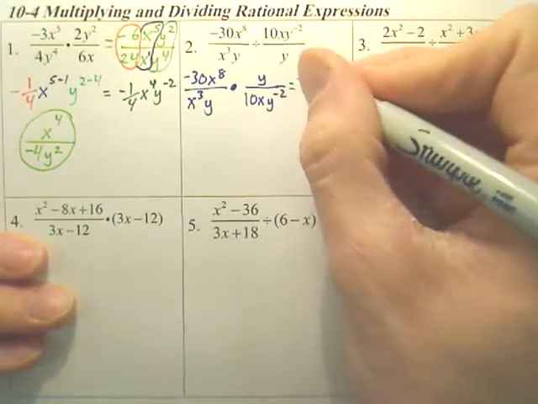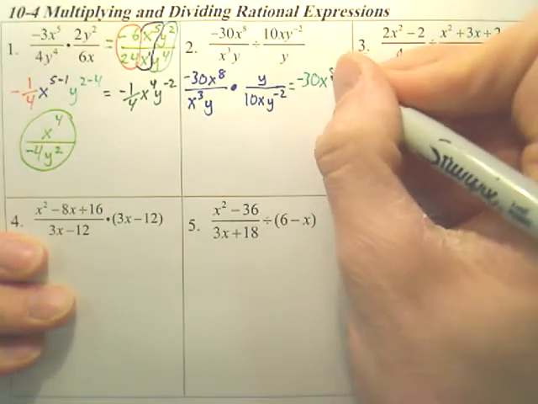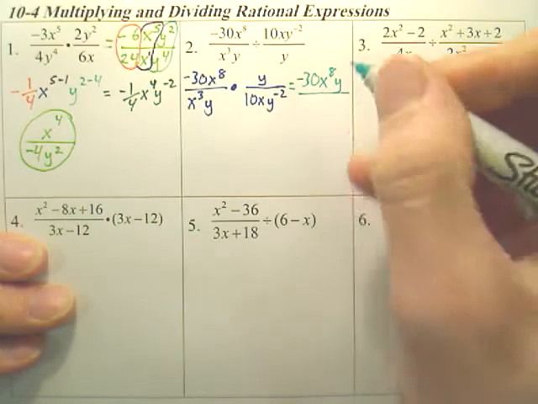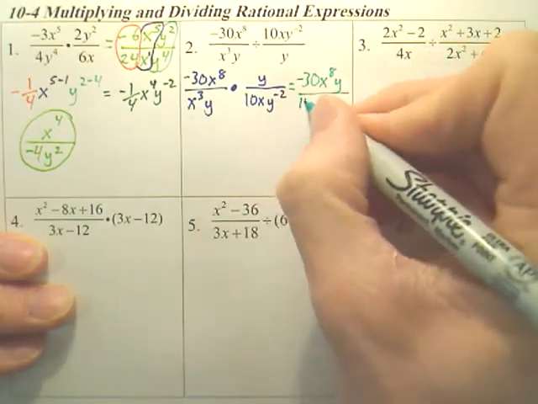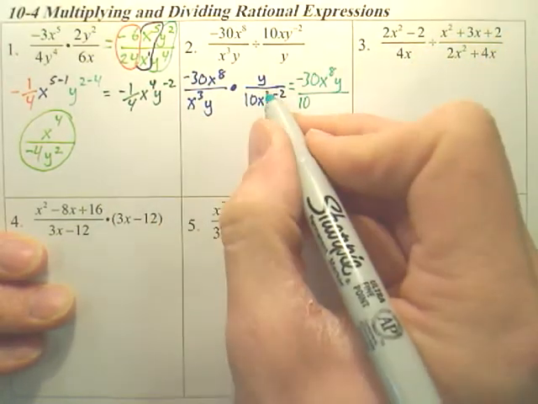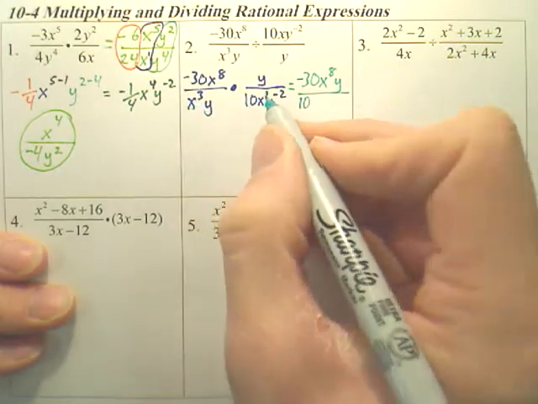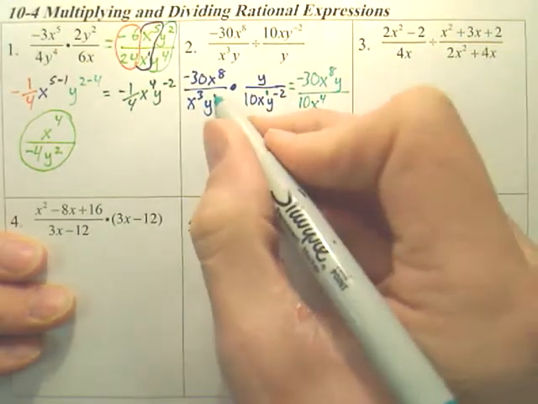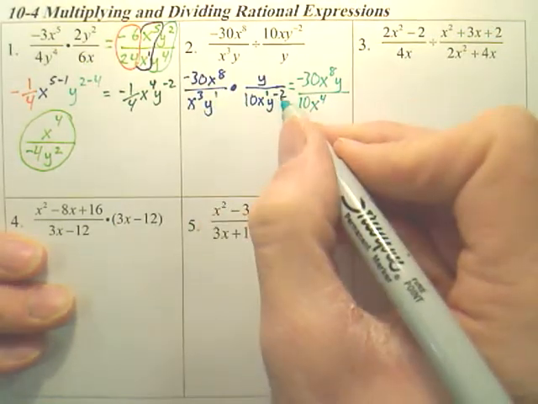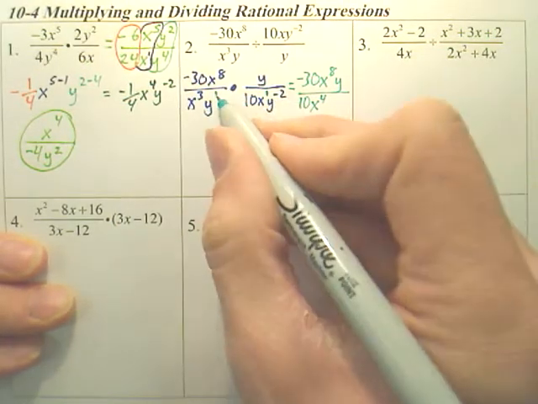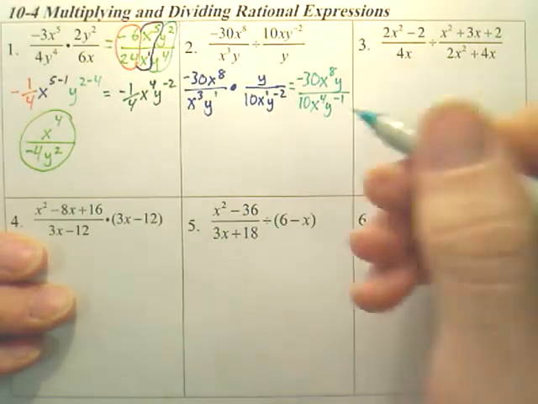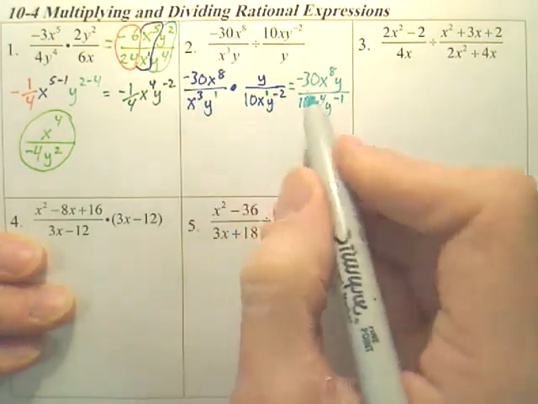When I multiply straight across, I now have negative 30 x to the 8th y, because that y can't combine with that. And on the bottom here, we have a 10 x to the 3rd times x to the 1st. So 3rd and 1st, isn't that x to the 4th? And 1st, negative 2nd, we add those. So 1 and negative 2 want to be y to the negative 1st. Again, powers, when you're multiplying, you add.